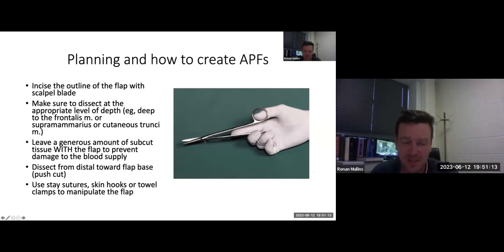So with a Metzenbaum scissors, I will have the jaws open somewhat, and I will just push the scissors through the fascial planes and the subcutaneous tissue. And this might increase your chances of not injuring a vessel if you were to come upon one. Obviously, it's not foolproof, but it's safer than going in chop, chop, chop and discovering you've actually cut the feeding vessel. So that's important.